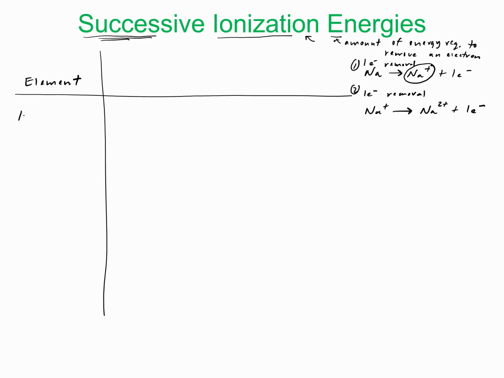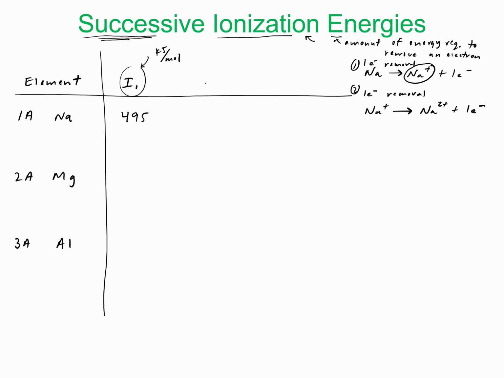So for our 1A element, we'll pick sodium. And for our 2A element, in the next column over, we have magnesium. And in the next column over from that, we have aluminum. And here is the first ionization energy, the energy required to rip the first electron away from the atom. 495. All of these IEs are being measured in kilojoules per mole.